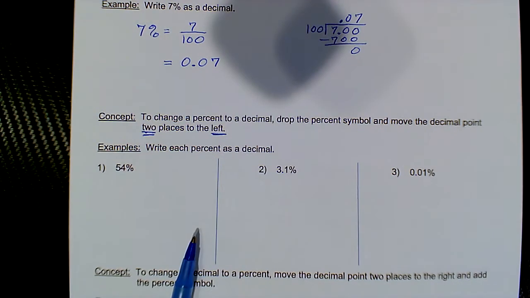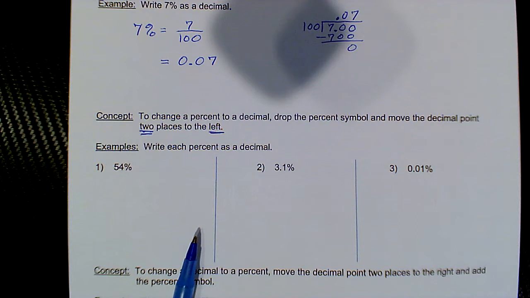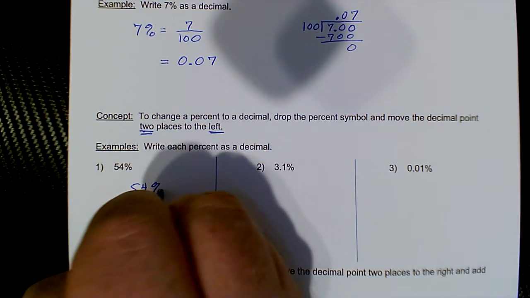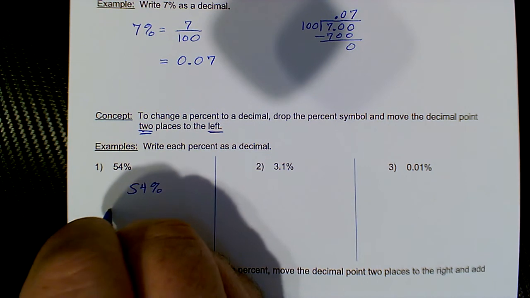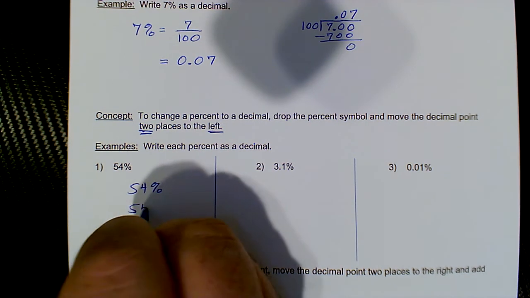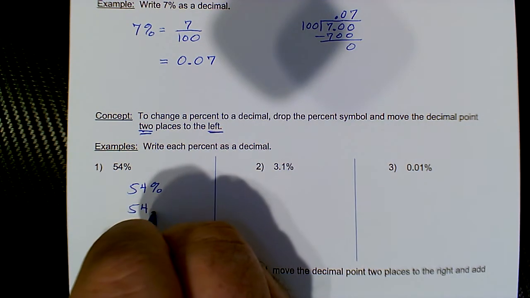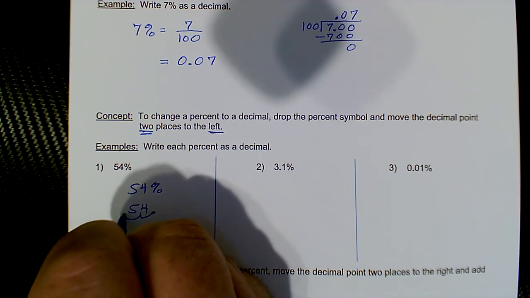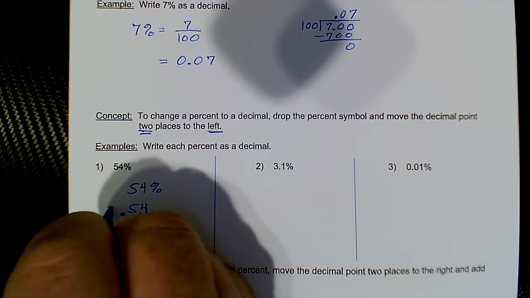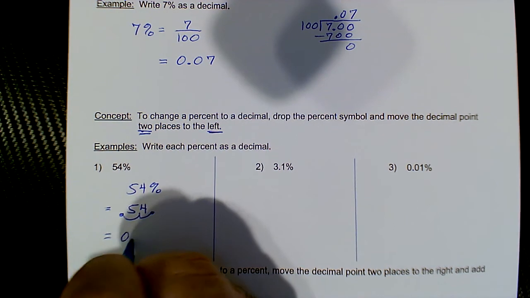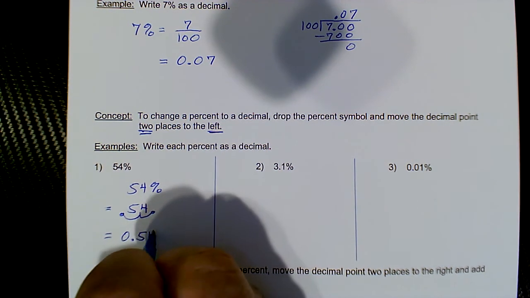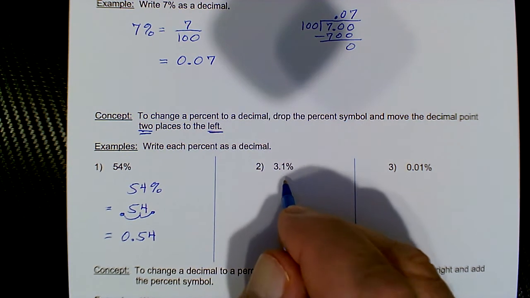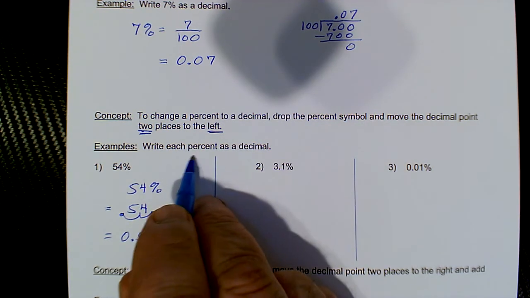So here we could use our little shortcut method. It says write each percent as a decimal. So I'll start, I'll recopy 54%. We can now drop the percent symbol. Where's the decimal? Well, it's right after the 4. 2 places to the left, 1, 2. There's where the decimal goes now. And so I'm going to write 0.54.